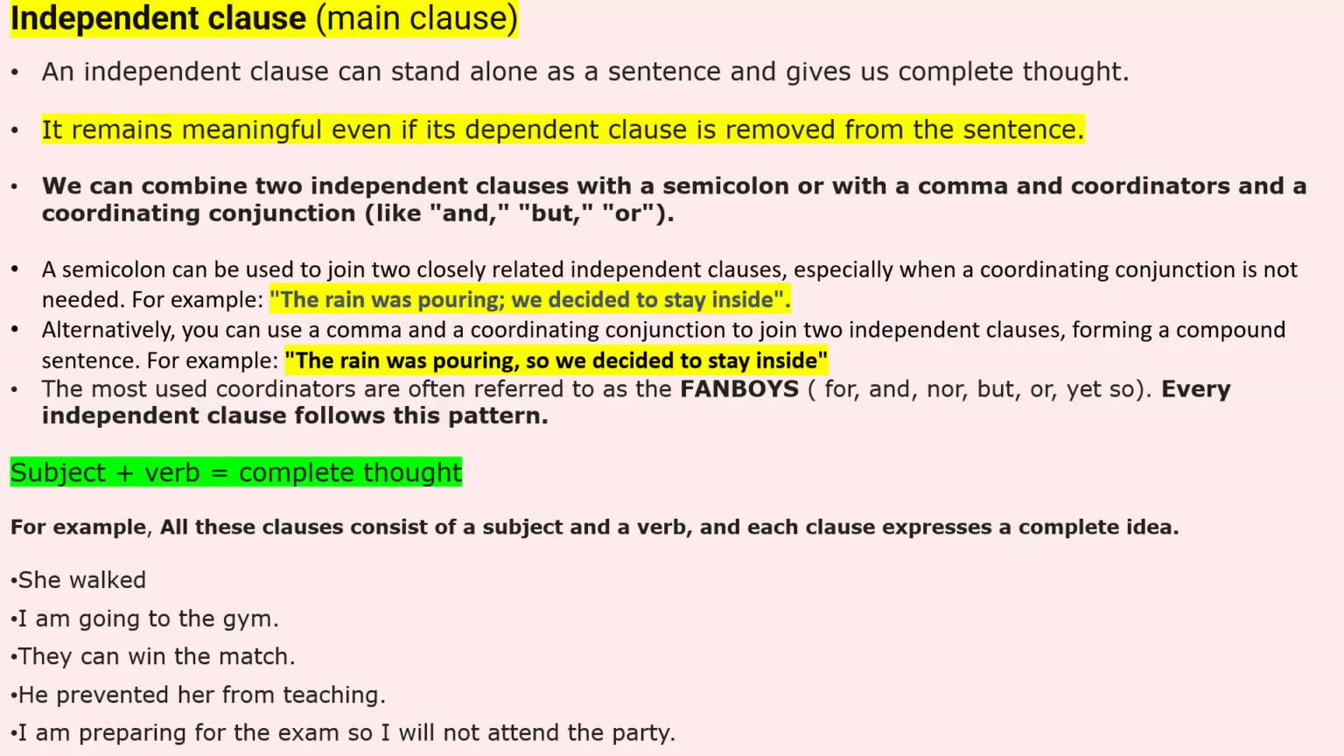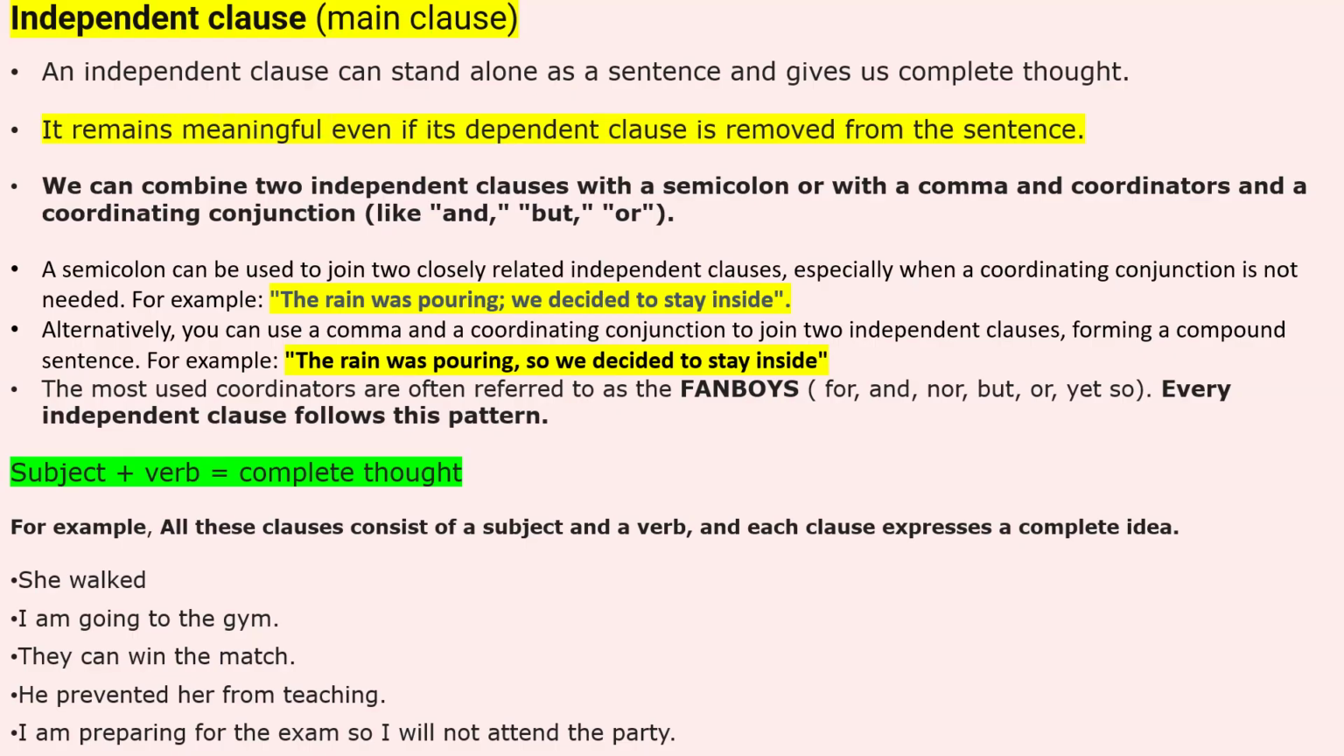A semicolon can be used to join two closely related independent clauses, especially when a coordinative conjunction is not in the sentence. There is no need of FANBOYS. A coordinative conjunction is not needed. The rain was pouring; we decided to stay inside. Both clauses are independent. Both are giving complete meanings. The rain was pouring, complete meaning. We decided to stay inside is also giving complete meaning.